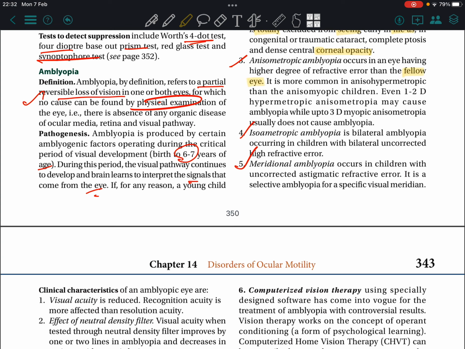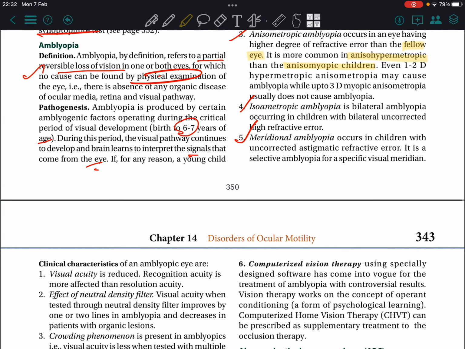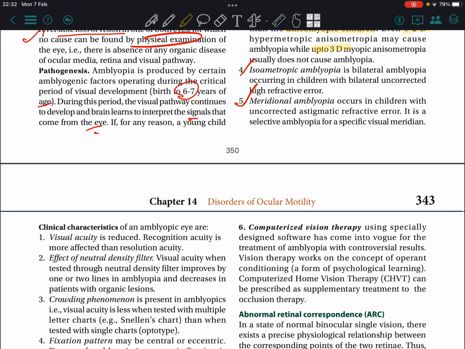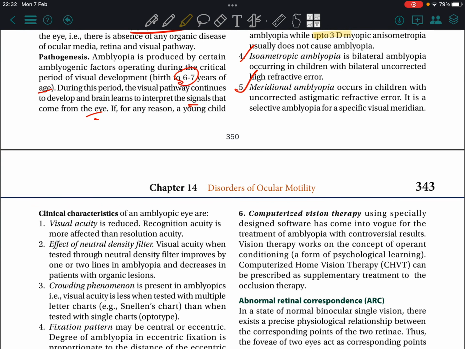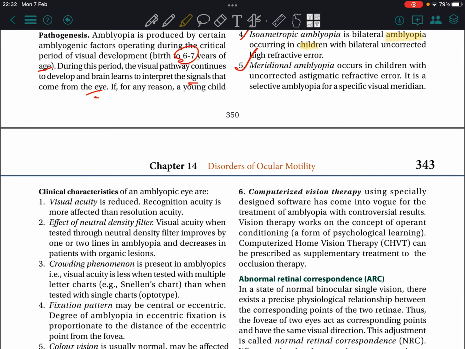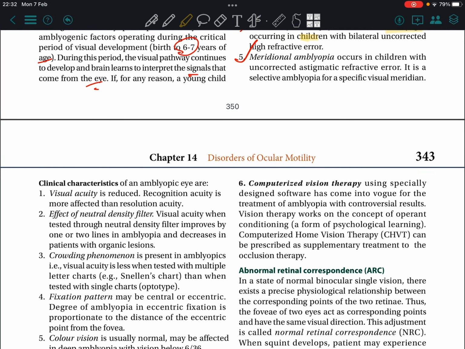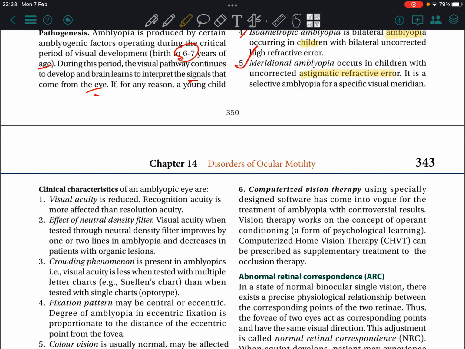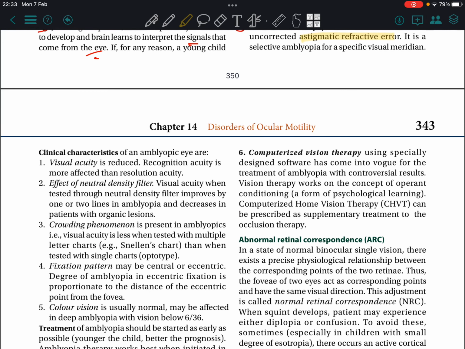It is more common in anisohypermetropia than in anisomyopic children. Hypermetropic anisometropia of 1 to 2D may cause amblyopia, while up to 3D of myopic anisometropia usually does not cause amblyopia. Isoametropic amblyopia is bilateral amblyopia occurring in children with bilateral uncorrected high refractive error. Meridional amblyopia occurs in children with uncorrected astigmatic refractive error. It is a selective amblyopia for a specific visual meridian.